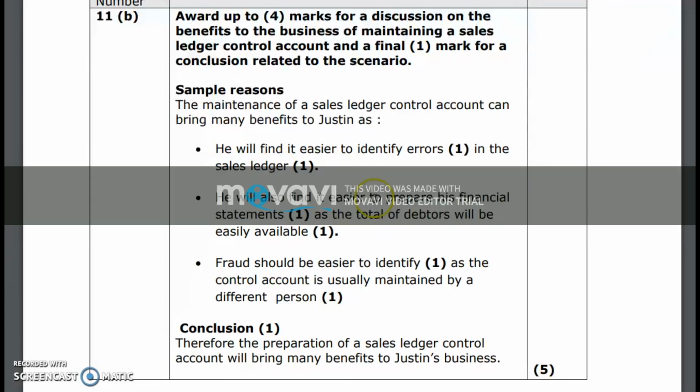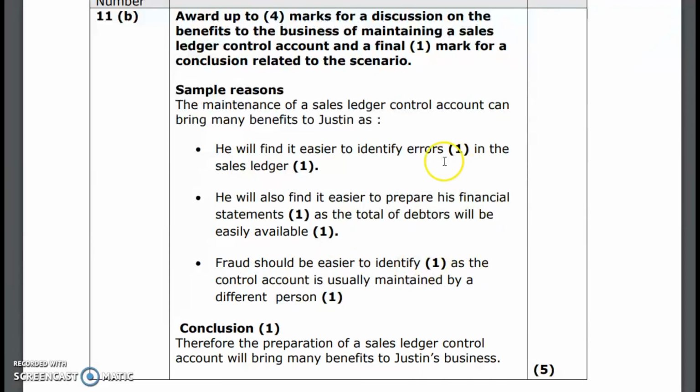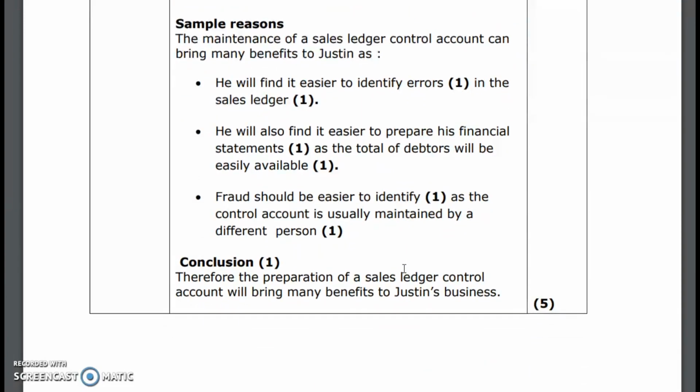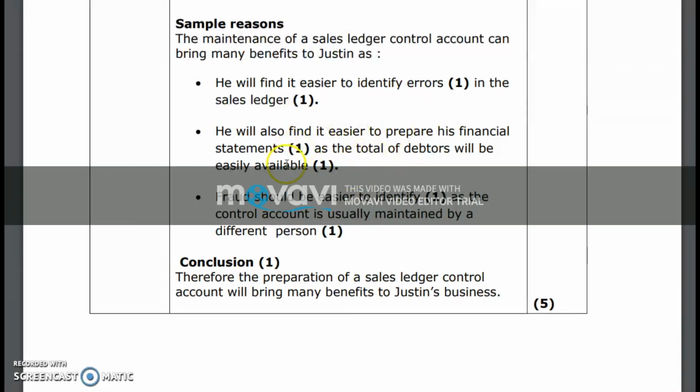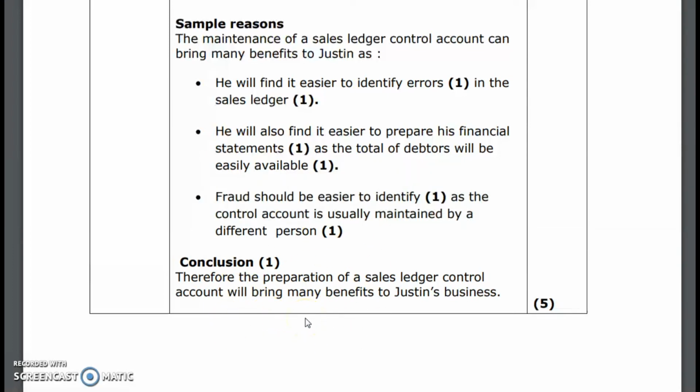Secondly, it will be easy for him to prepare his financial statements because the total value of the trade receivables or debtors can be easily found. And finally, fraud can be identified, as I explained before, because control account is usually maintained by a different person or the software package will generate it. But the negatives could be it's time consuming, expertise skills might be needed, and using software packages could be costly. Overall, we need to give a conclusion stating that the preparation of sales ledger control account benefits Justin's business, although it has pitfalls in it.